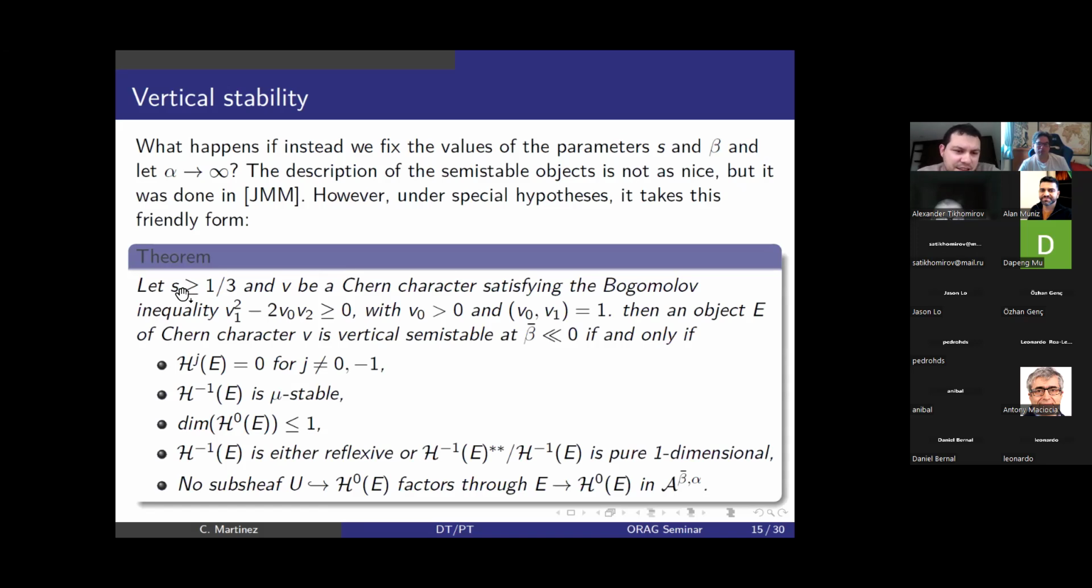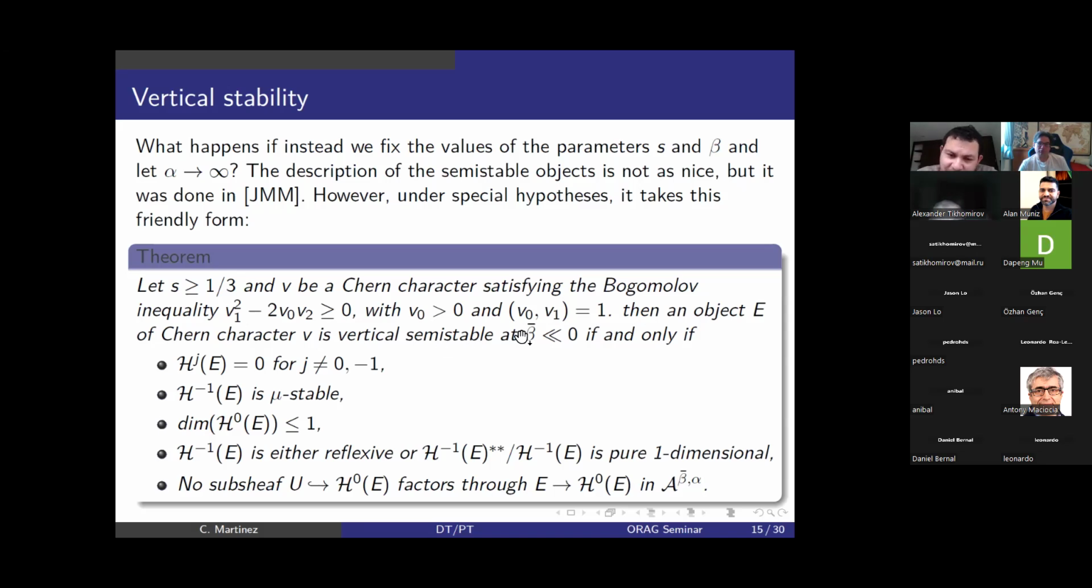So take an s that is larger or equal than 1/3. This is because the walls somehow behave a little better. And take V a Chern character satisfying the Bogomolov inequality. That means ch1 squared minus 2 ch0 ch2 is greater or equal than 0. And I will take also the rank to be positive. And this assumption is very, very strong: taking the rank and degree to be coprime. Then, in this case, an object of Chern character V is vertical semistable. That means that it remains stable, for a fixed beta and a fixed s, for all alpha sufficiently large.